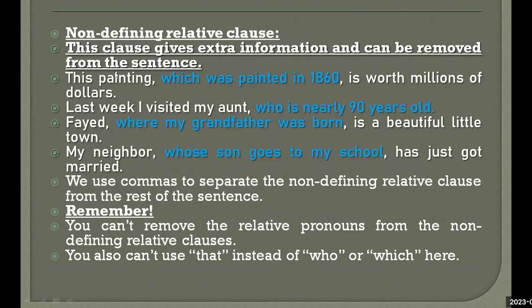Okay. Let's look at that, please. Non-defining relative clauses. This clause gives extra information and can be removed from the sentence.